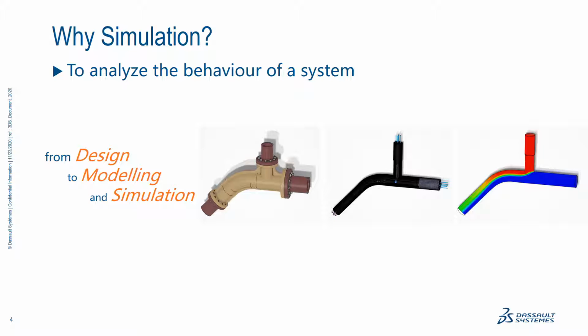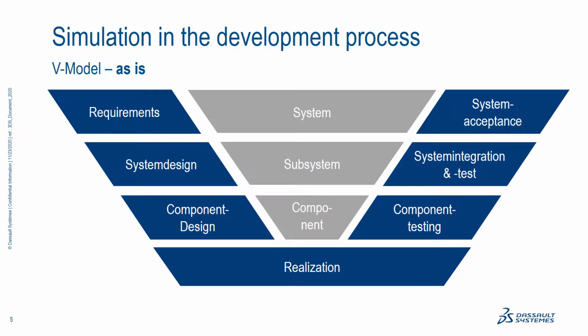And when we're looking at the simulation in the development process, let's take a look at the V model. It's really a simple setup. We're going from requirements to system design to components. It's usually where we're having the CAD department. And then the typical approach is to do the prototyping. So get into manufacturing, assemble everything, and do the test.